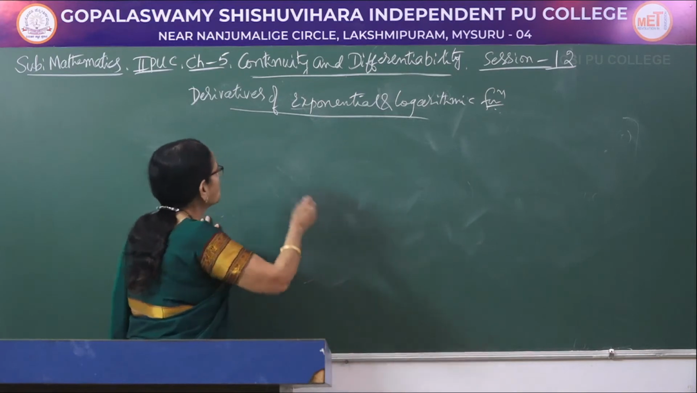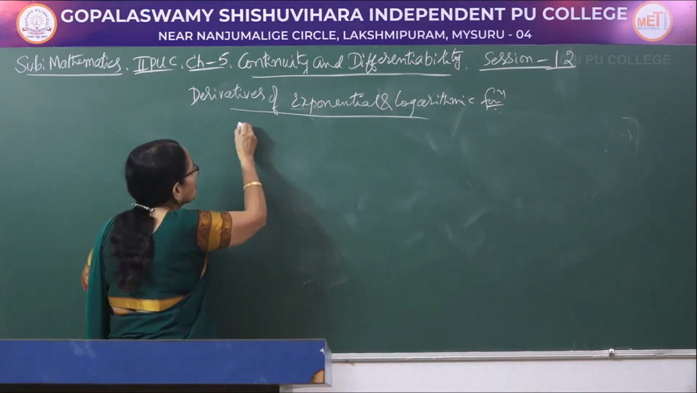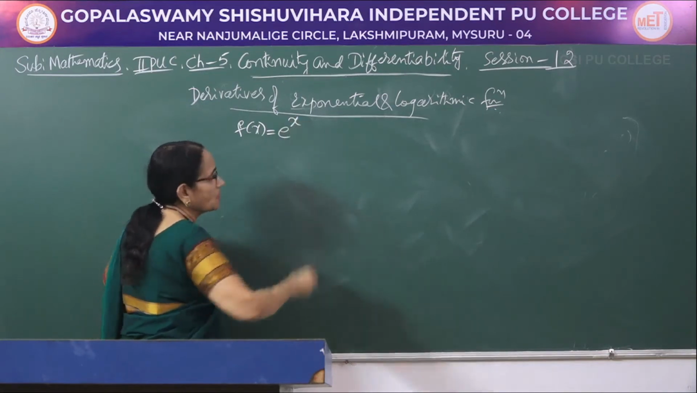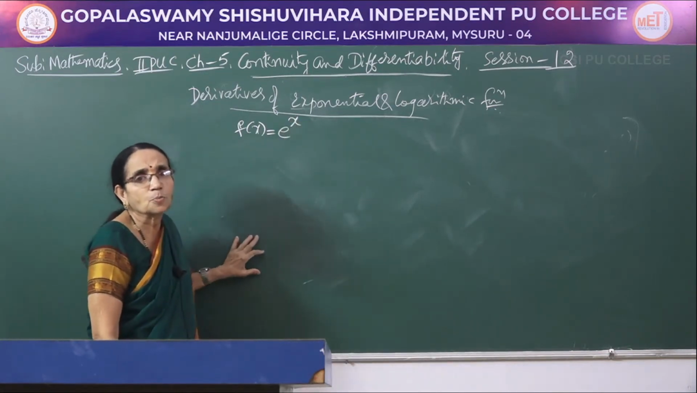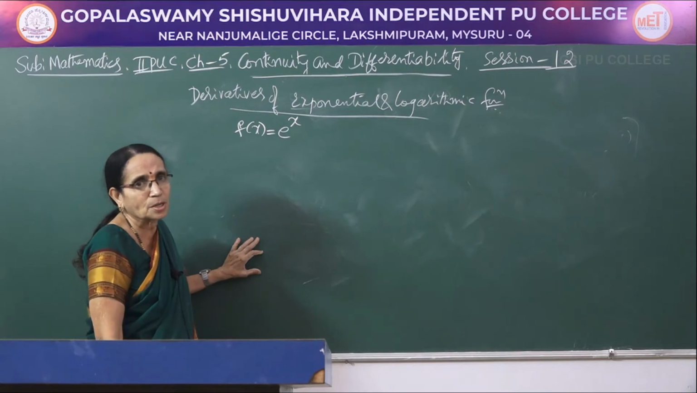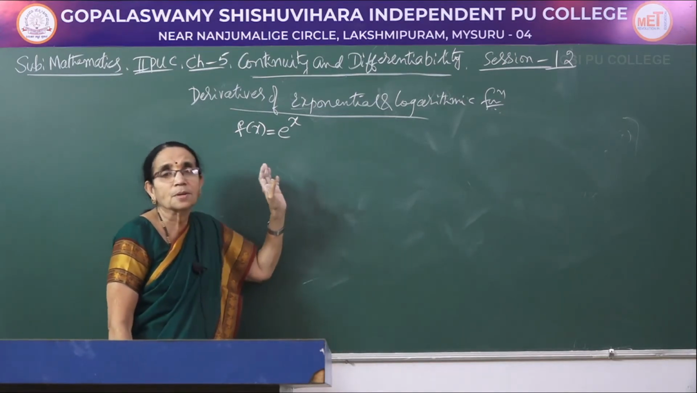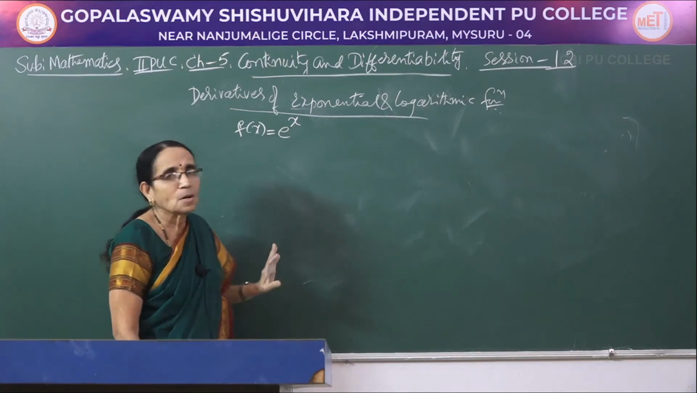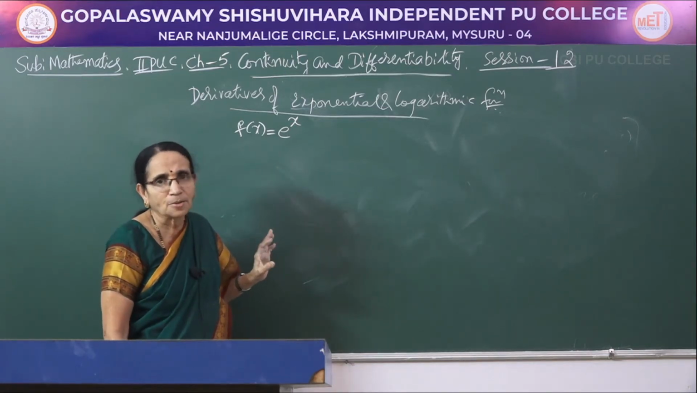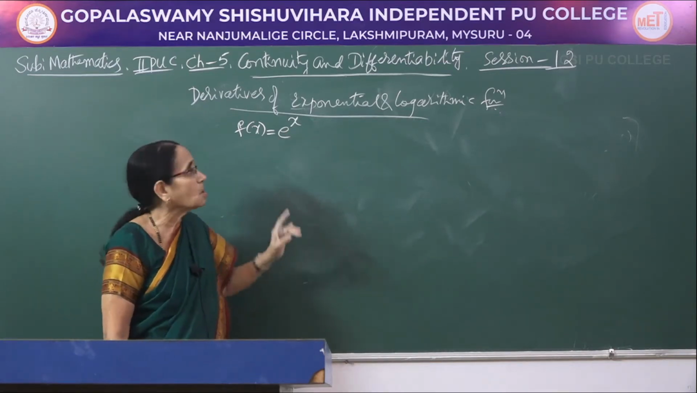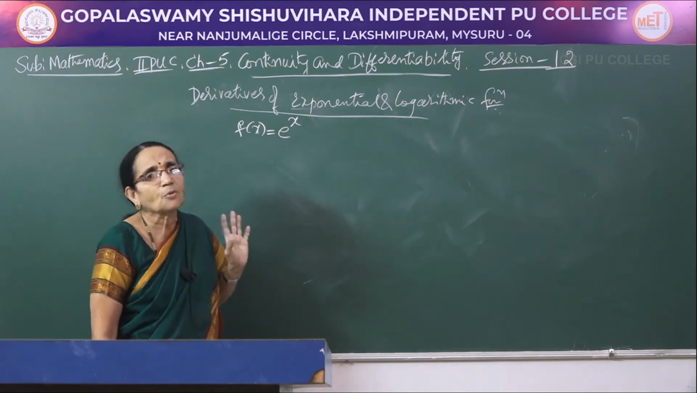So, let me move on to the next one. Here I am considering f(x) to be equal to e to the power x. This is called the exponential function, e raised to the power x. I have told you while discussing the logarithm that e is called the exponential constant, which is an irrational number that lies between 2 and 3. So, e to the power x is called the exponential function.